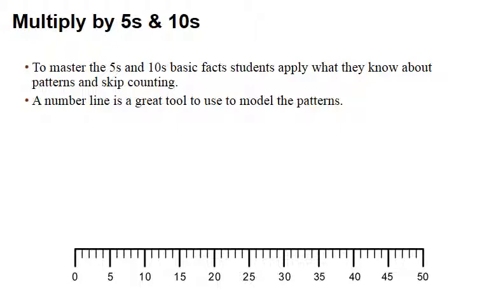To master the 5s and 10s basic facts, students apply what they know about patterns and skip counting. A number line is a great tool to use to model the patterns. Patterns are important in achieving fact fluency, specifically with 5s and 10s facts. You want to have children explore with tools such as base 10 blocks and number lines. In this example, we are multiplying by 5, also known as skip counting by 5s.